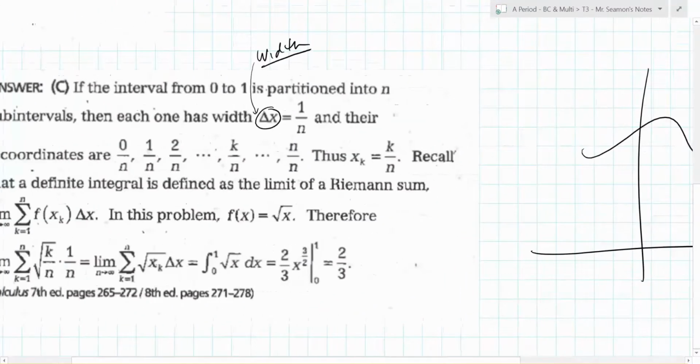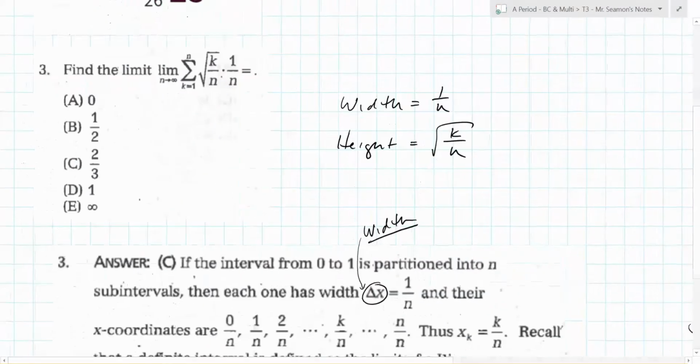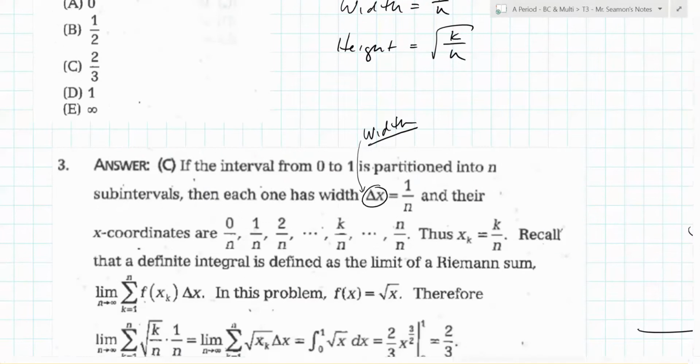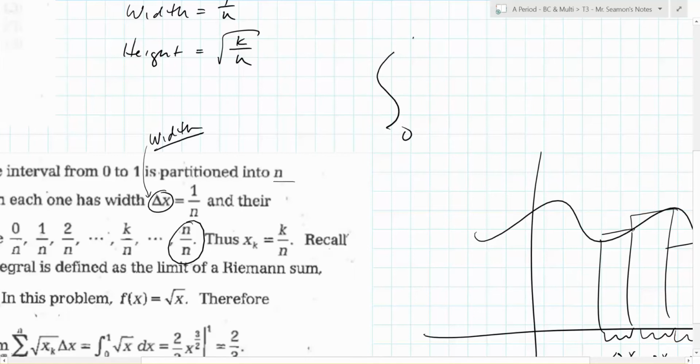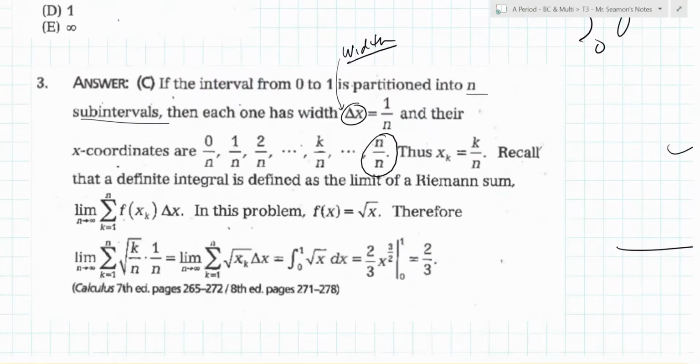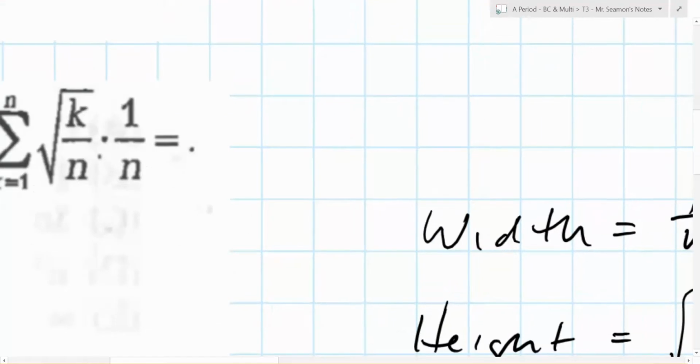Okay, so if you actually were to list out the x coordinates, look what happens here. If the interval from 0 to 1 is partitioned into n subintervals, then each one has a width of 1 over n, and their x coordinates are 0 over n, 1 over n, 2 over n, k over n, all the way up to what? n over n. What is n over n simplified to? 1. Therefore, this is the integral from 0 to 1 of some function. You just have to figure out what function it is. You have a big hint. What's the function going to be?